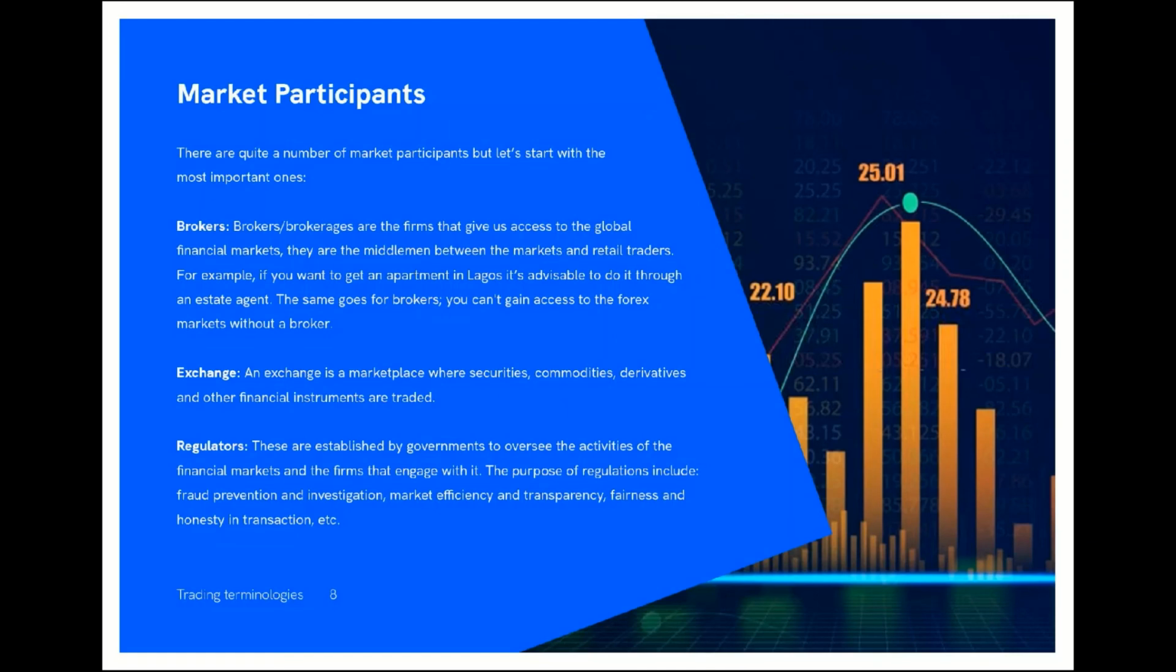Regulators. These are established by governments to oversee the activities of financial markets and the firms that engage with it. So this is to stop any form of illicit act in the global financial market, or to curb any form of illicit act making people lose money anyhow. The purpose of regulation includes fraud prevention and investigation, market efficiency and transparency, fairness and honesty in trade transactions.